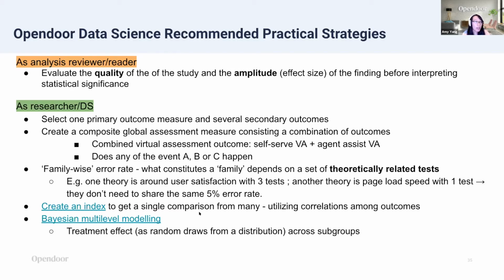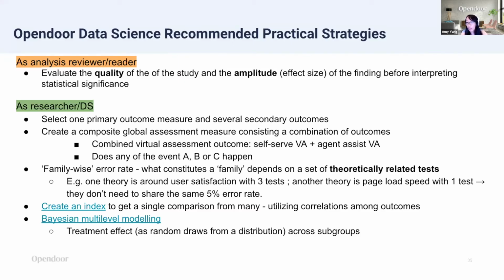Practically, we also give recommendations. One of my favorite recommendations is to divide the error rate into a family-wise error rate control system based on theoretically related test groups. Let's say you have two sets of tests, 3 tests all measuring user satisfaction. You may have different metrics, but you are going to run 3 tests. They all follow the user satisfaction category.